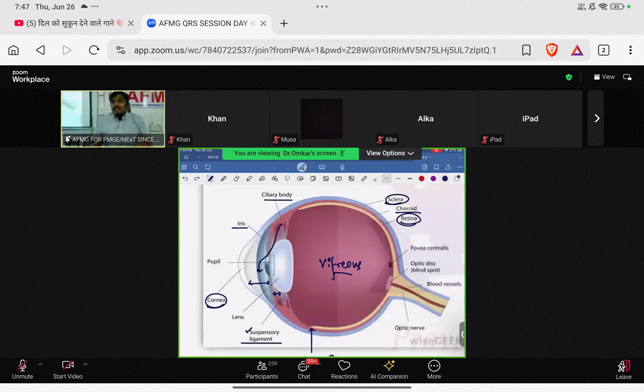Now we know there are two transparent structures in the eye, beta. One is the cornea and the second is the lens. Please remember, beta, both of them are transparent basically because they are avascular in nature. They do not have any kind of vessels inside them. So if they are avascular, how do they get their nourishment? If I talk about the cornea, the cornea is only in contact with the aqueous humor. So the cornea gets its nourishment from aqueous humor.